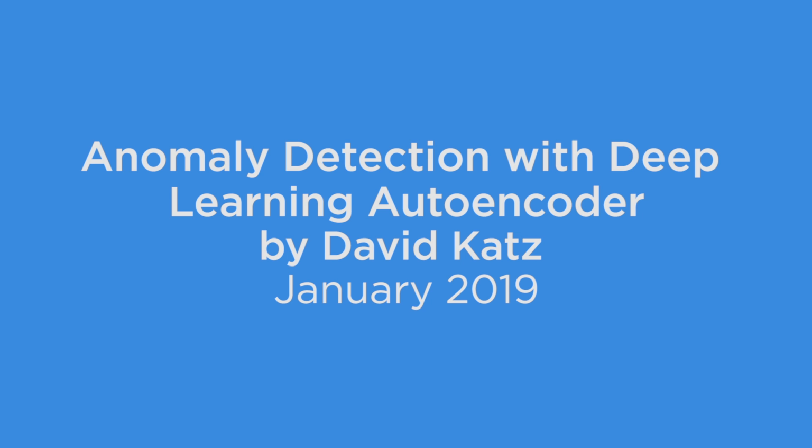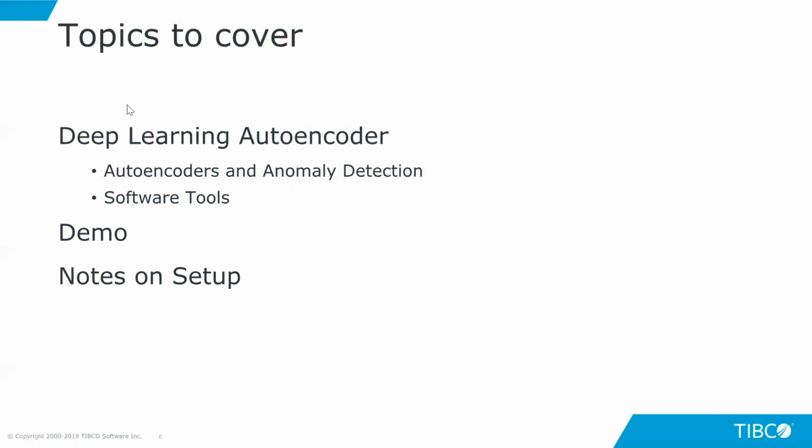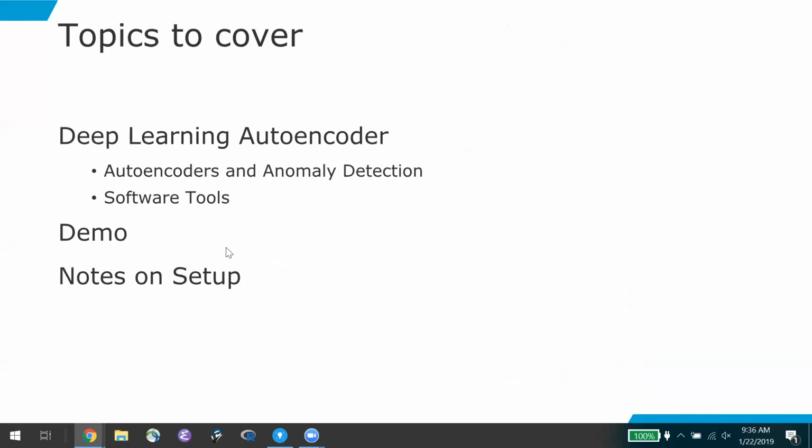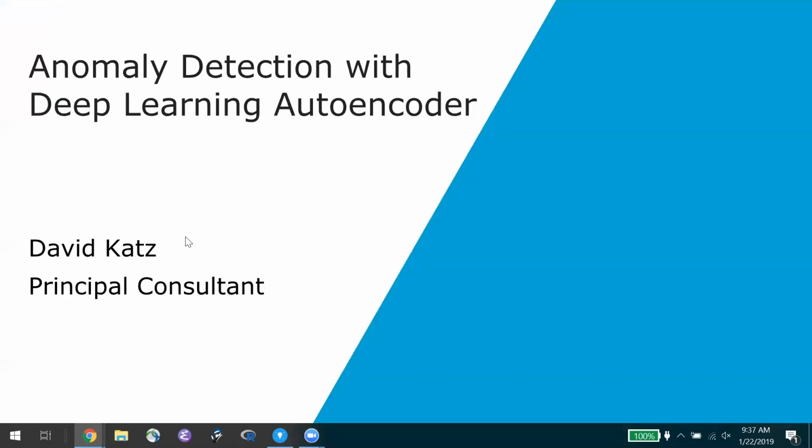I'm going to talk about the autoencoder and its usefulness in anomaly detection. The topics are really just going to be: I'm going to go over what is an autoencoder and how do you use it for anomaly detection, some of the software tools that are available, and then I'll go into my demo, which will also include some information on setup, which fortunately is quite simple.